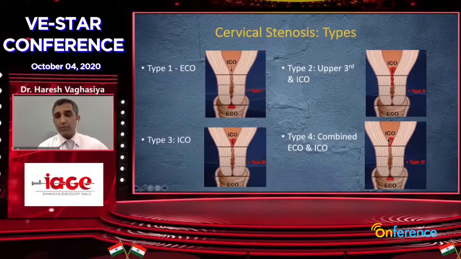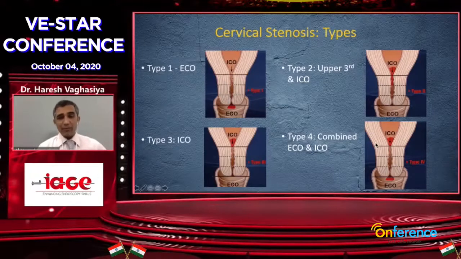And type 4 is combined internal cervical os and external cervical os. And this is most common in postmenopausal patients. This is common in the patients with previous surgeries. And these are common in nulliparous patients. So mainly when you come with the fertility, you will see type 2 and type 3. And in nulliparous patients, you will see type 1. And in postmenopausal, you will see type 4.